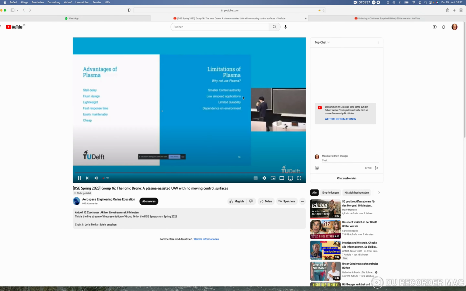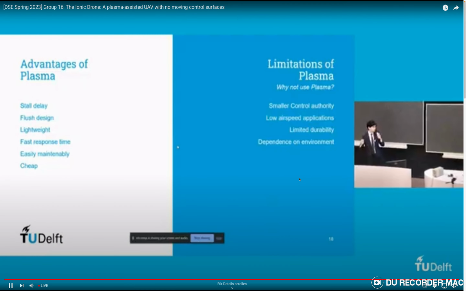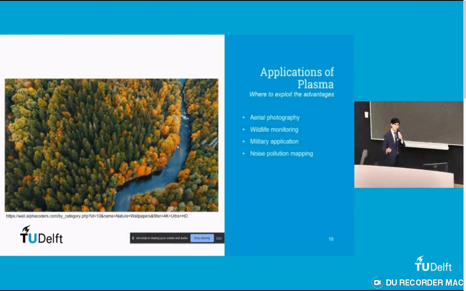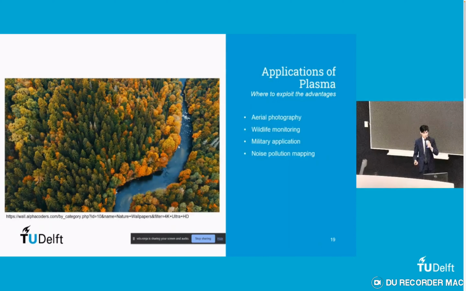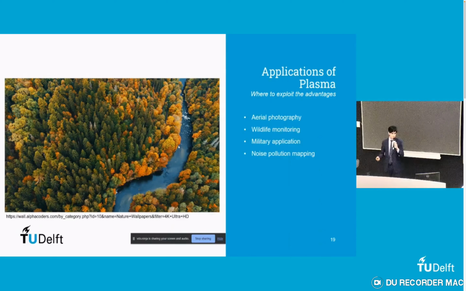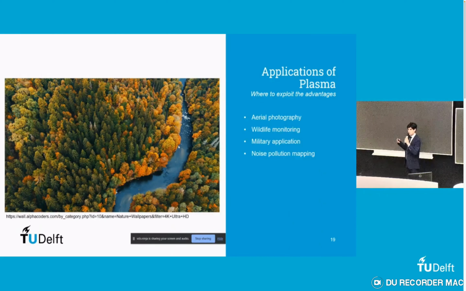So we wanted to find out in what markets we could actually exploit these advantages that plasma brings us. So we did a market analysis, and from this we found that markets such as aerial photography, wildlife monitoring, military applications, and noise pollution mapping are very good for this. Also, as a team, we wanted a mission that would bring a commercial product. So this mostly left us with military applications and noise pollution mapping. Eventually, we didn't choose military applications due to ethical reasons, and we went with noise pollution mapping.